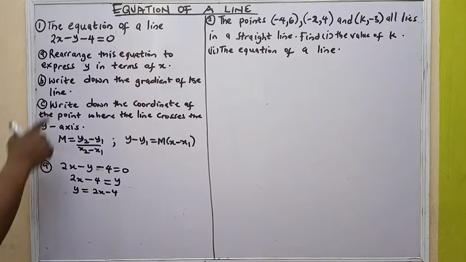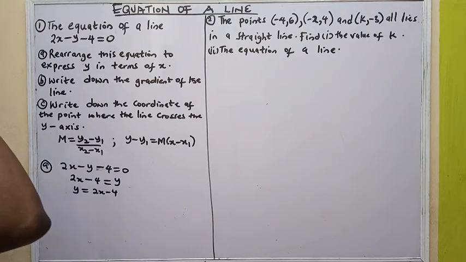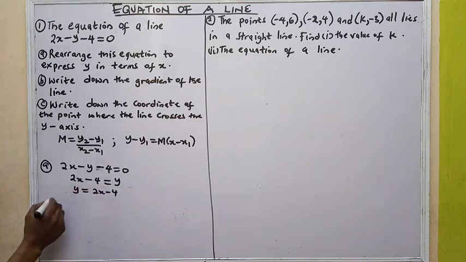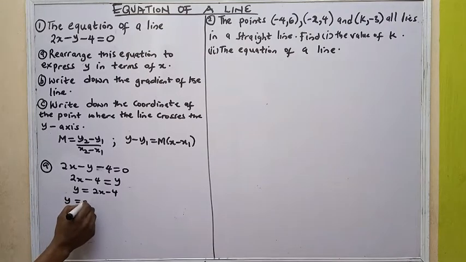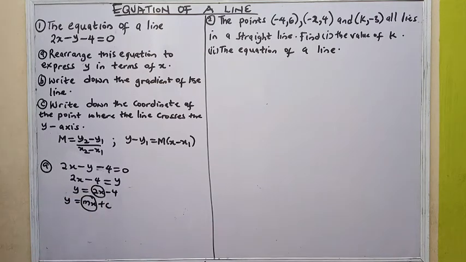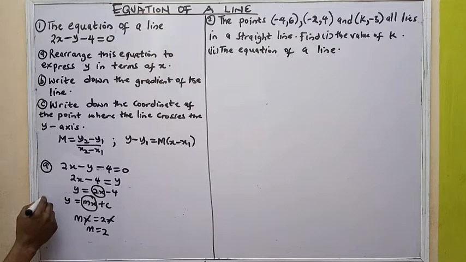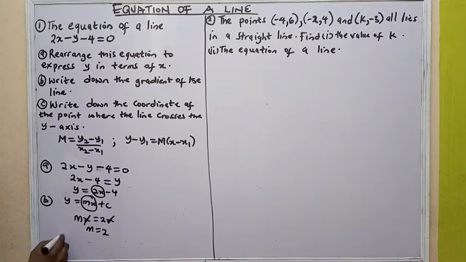Now the next thing, the question says write down the gradient of the line. Now you know that the general equation of a straight line is y equals mx plus c. Now if we compare this with this, you can see we can get the gradient. So I'm going to equate mx equals 2x. So x cancels x, and m is 2. So the gradient m is 2.